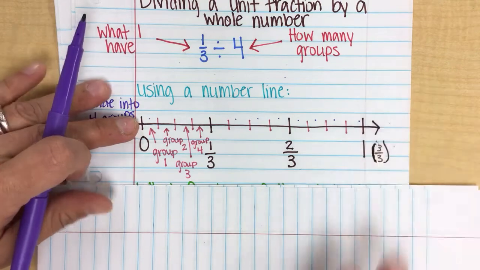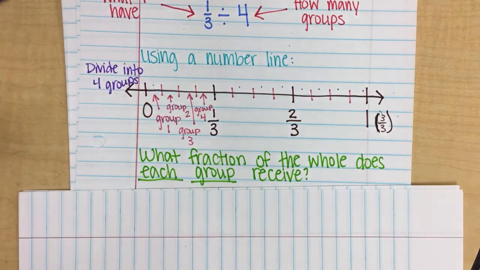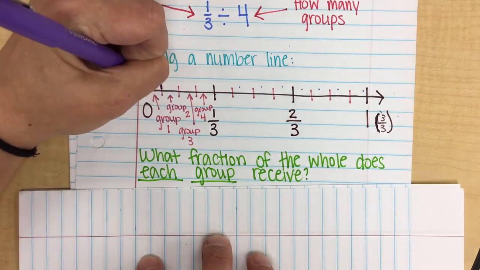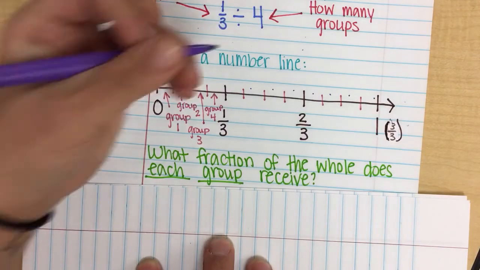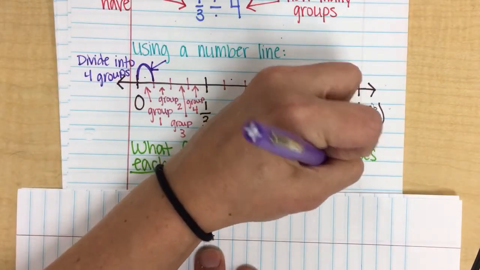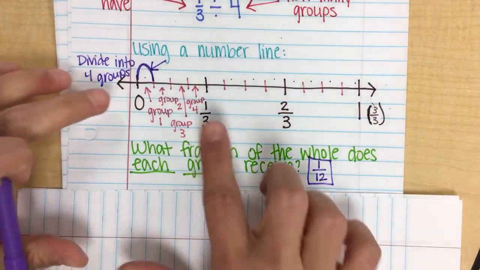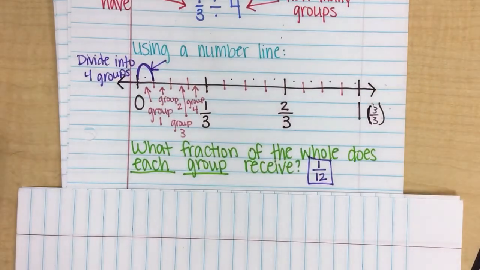So the question is asking me, when I'm dividing a fraction by a whole number, what fraction of the whole does each group receive. So if I want to know what one group receives, right here, that is now equal to 1/12. So I went from 1/3 to 1/12. My number got smaller, so I know I'm on the right track.